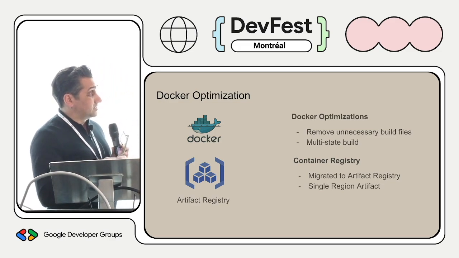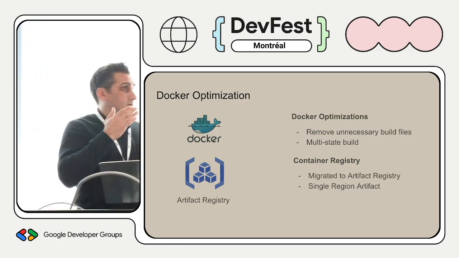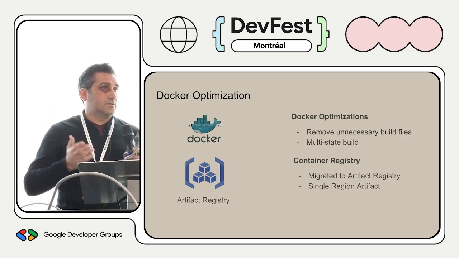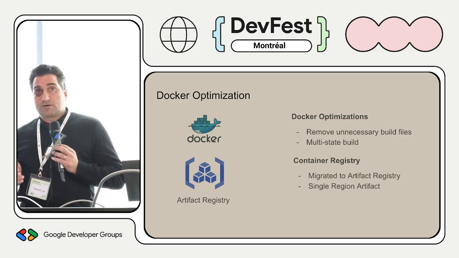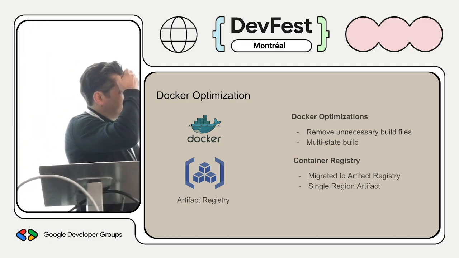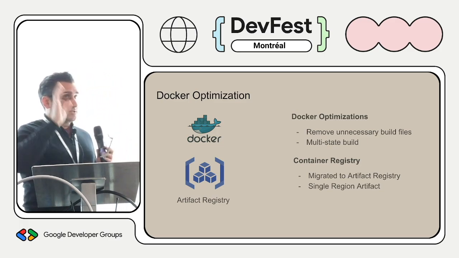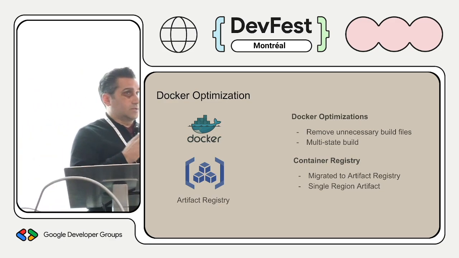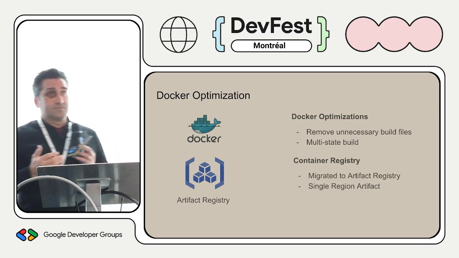The next thing we did was we moved from Google's container registry. For those of you who don't know, that is basically the equivalent of Docker Hub. We moved from container registry onto artifact registry. And then we worked with Google, and they recommended that instead of doing a multi-region repository where you store your Dockers, we go to a single region. By doing that, we went from about 60 seconds to do a pull to about 2 to 3 seconds.